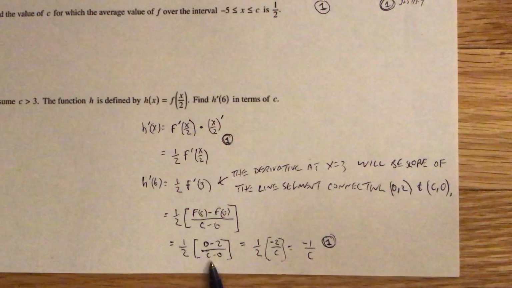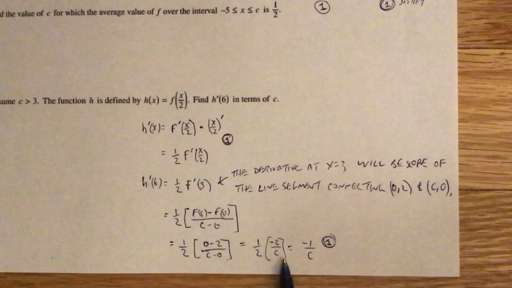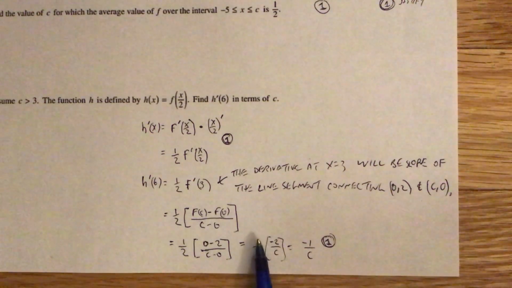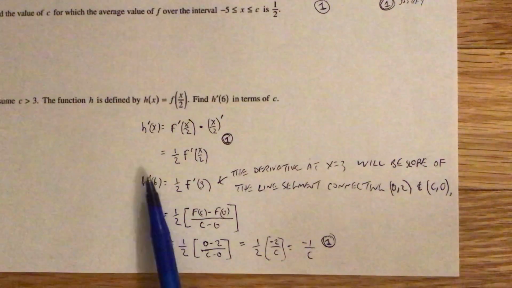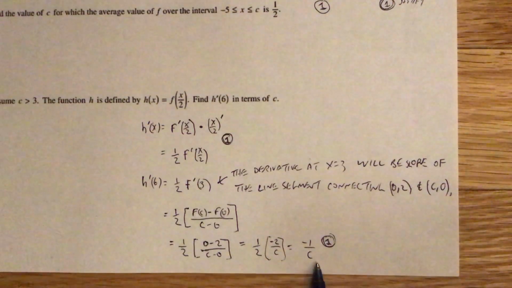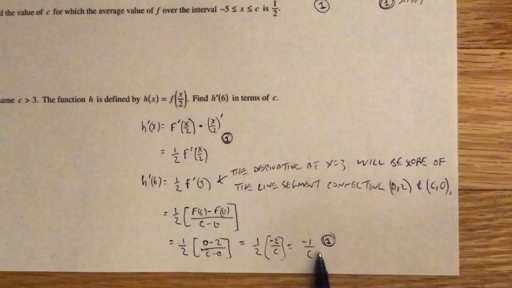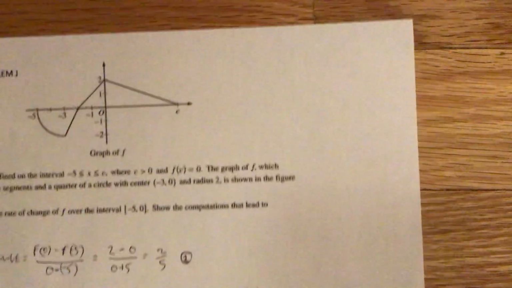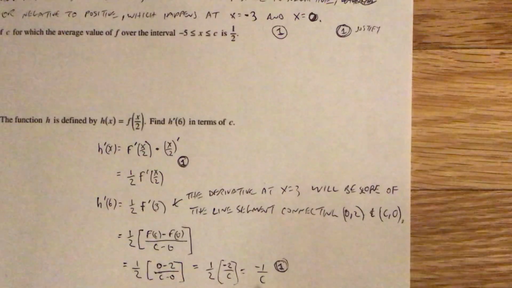But if you want to knock it down to get their nice answer, 0 minus 2 is negative 2, c minus 0 is c, so you have negative 2 over c. The 2's cancel, and it leaves you with negative 1 over c. So the value of h prime of 6 is, according to this function, whatever negative 1 over c is. So if c was like 7, this would come out as negative 1/7. In fact, we don't even know what c is. So long as c is greater than 3, whatever number you made it, there would be your derivative.